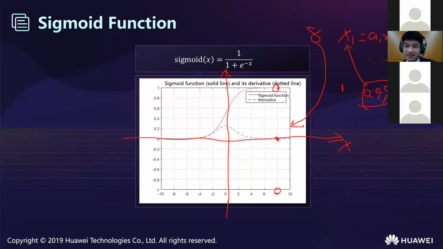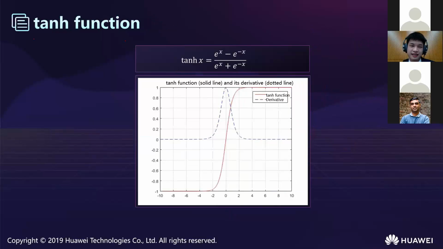Can you understand? Okay, thank you. So that is the first activation function. The next one I want to introduce is the tanh function. Just like this, the range of the output is between -1 and 1. And the derivative is the red line.